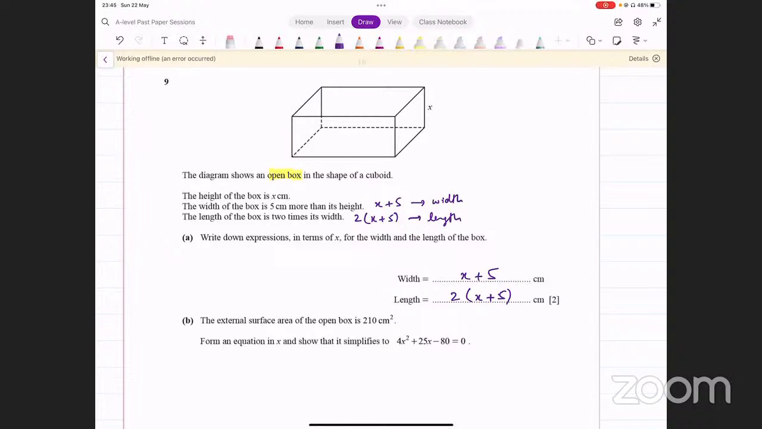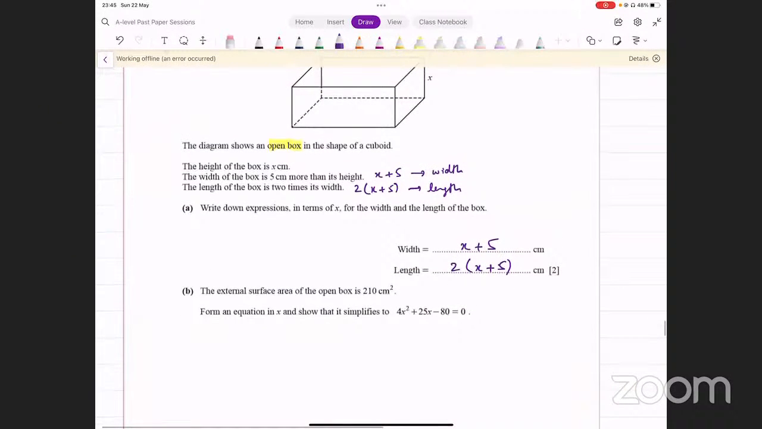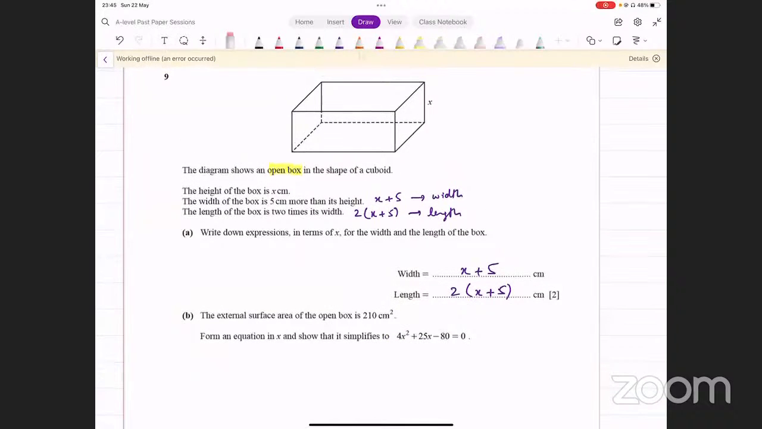ठीक है. अच्छा. Now the external surface area of the open box is given to be 210 centimeters square. Form an equation on x, show that it simplifies to this thing. Okay, external surface area. अब देखिए कौन कौन से faces आपके पास हैं यहाँ पे. So you got one face that is the bottom here. ये आपके पास एक face है. But remember, it's an open box, तो top surface नहीं है इसका.